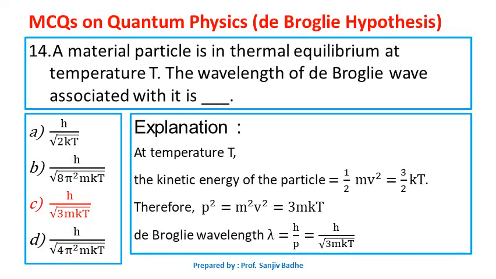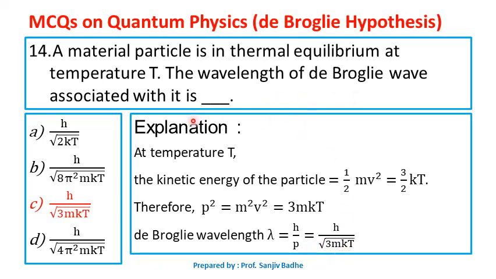To find the correct option here, let us consider at temperature T, the kinetic energy of the particle, 1 by 2 mv square, is equal to 3 by 2 kT, thermal energy here. 2 will get cancelled. Let us multiply both sides by m. So we can write m square v square is equal to 3 mkT. And m square v square is nothing but p square. So p is equal to square root of 3 mkT, and we can write de Broglie wavelength as lambda is equal to h upon p, that is equal to h upon square root of 3 mkT.